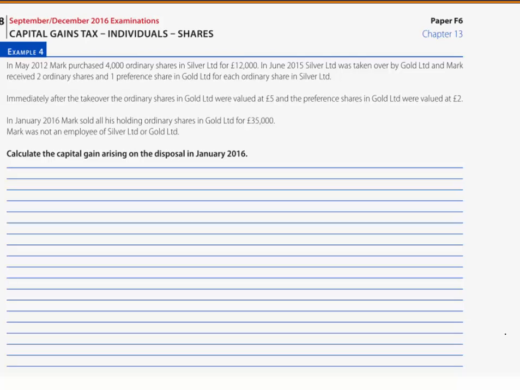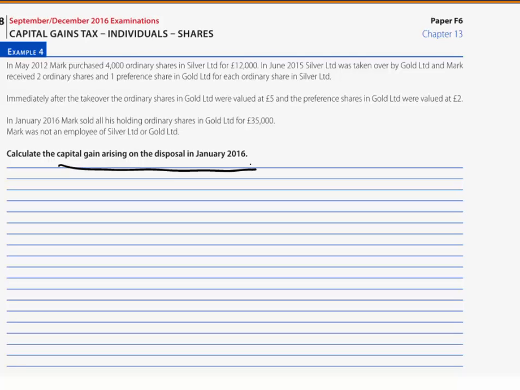Well, at the end of the previous session, we were talking about takeovers and dealing with share-for-share exchanges. We've gone through the theory, which hopefully you've revised in relation to the basic examples I illustrated. Now, together, we can have a go at example 4. Right, what are they asking us to do? To calculate the capital gain arising on the disposal in January 2016.